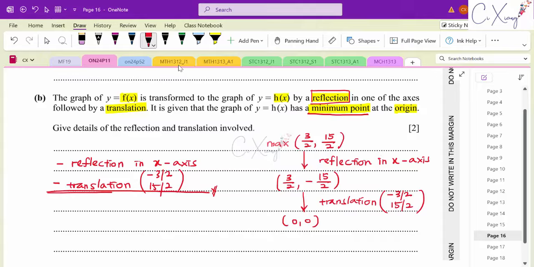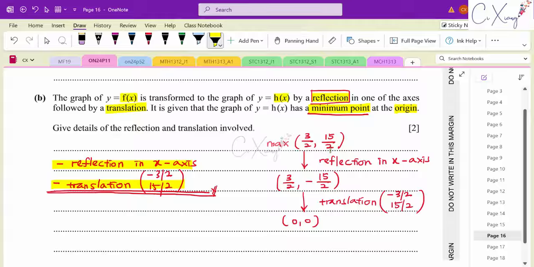Okay, so if you are not so sure how to decide all these details, basically you can use the stationary point in the curve to help you decide. From there, maybe you can see more clearly. For me, I know that this is my maximum point. So to change it to a minimum point, I know that I have to apply a reflection, an up-down reflection, which is the reflection in the x-axis. Then after that, I need to move the whole curve around so that I can get a minimum point at (0, 0). So it involves a translation.